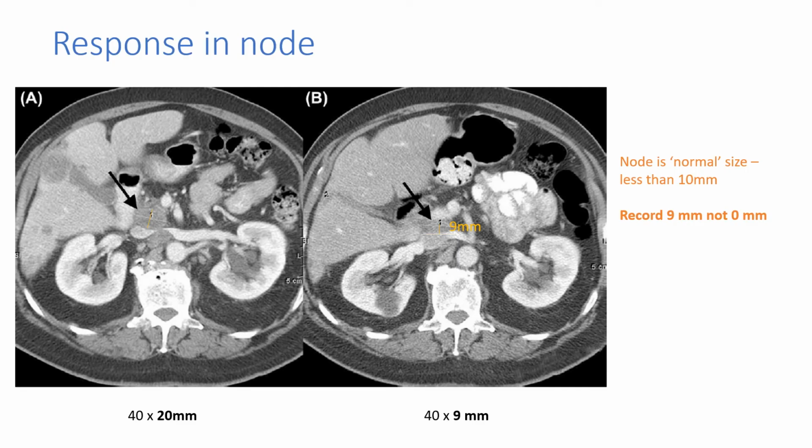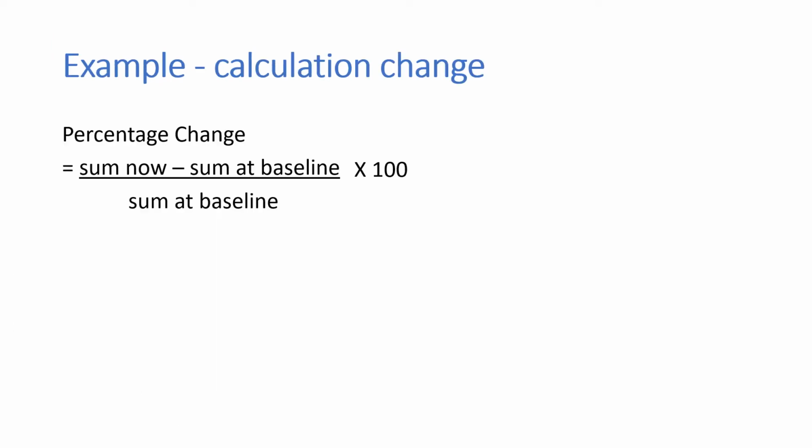So here's a real example, measuring the shortest diameter of the lesion here. Again, you get the longest diameter and you get the longest perpendicular diameter. In this case, it's 20 millimeters. And later on, the shortest axis is 9 millimeters. But you record 9 millimeters, not 0 millimeters. And again, if that's the only lesion you've got, you can call that a complete remission.